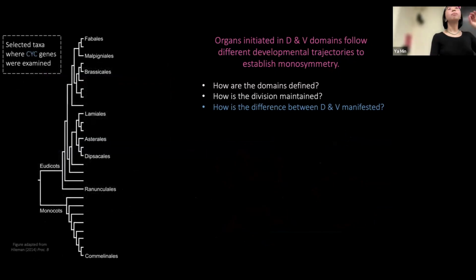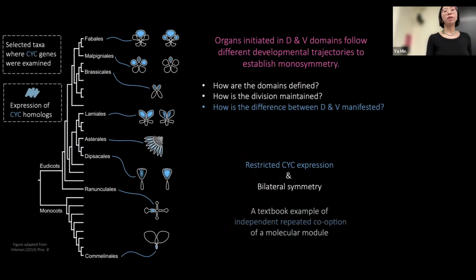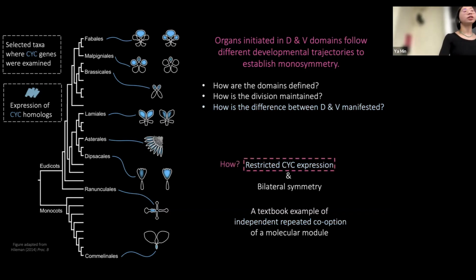And to people's surprise, what blew people's minds is that in every taxon studied to date, there's a correlation between restricted cycloidea expression and bilateral symmetry. So this cycloidea gene story actually became one of the textbook examples of how the same molecular program can be co-opted, recruited again and again to build similar functions. But after 30 years of intense study of cycloidea, we still have no idea how this restricted cycloidea expression is first established, precisely because we don't have answers to the first 2 questions that I asked.